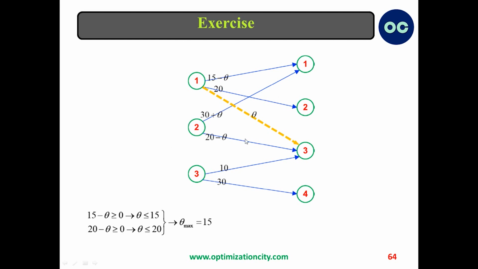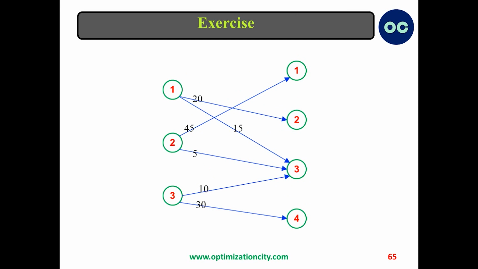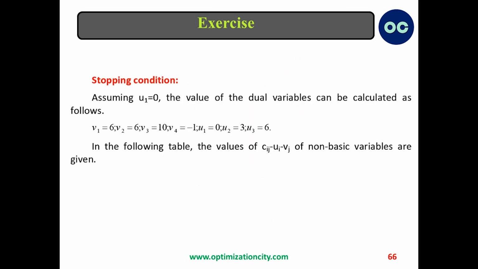This is the cycle process, and we can find that the maximum value of theta is equal to 15, and this is the basic solution. X11 is replaced by the non-basic variable x13 in the basis. So this is the new basic solution. In the stopping condition, we set u1 as 0, and the value of the dual variables can be calculated as follows.